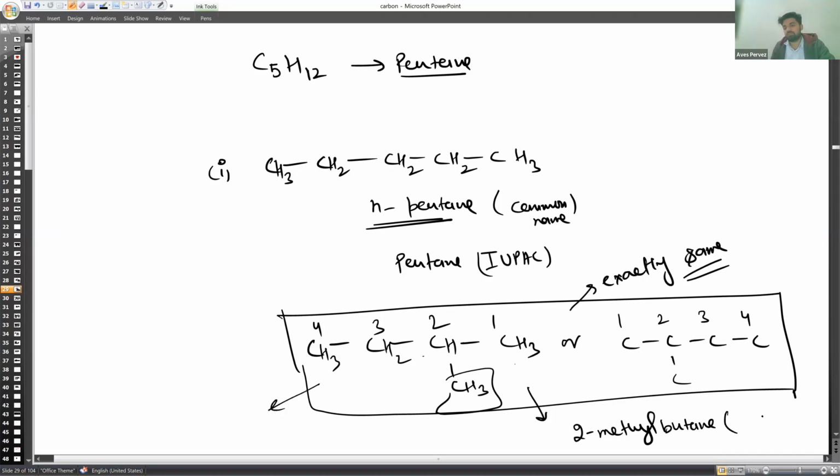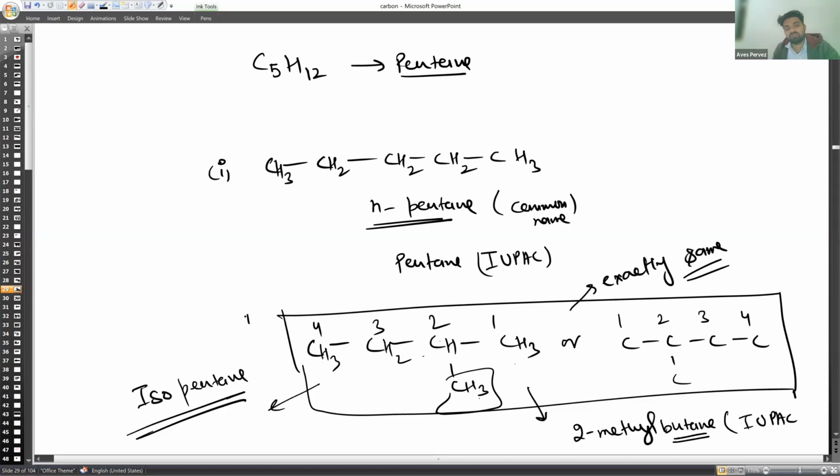So this is 2 methyl butane, its IUPAC name, but its common name is isobutane or isopentane, tell me. Keep in mind that in the common name we write the total number of carbons, 1, 2, 3, 4, 5. So this is isopentane. But in the IUPAC name we write the longest carbon chain. Got it? This is the second isomer.